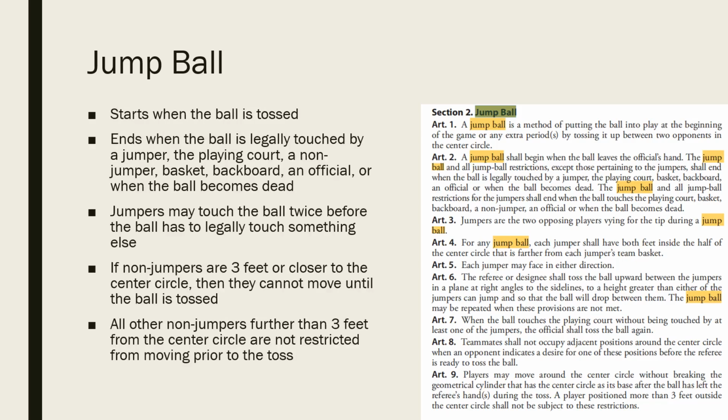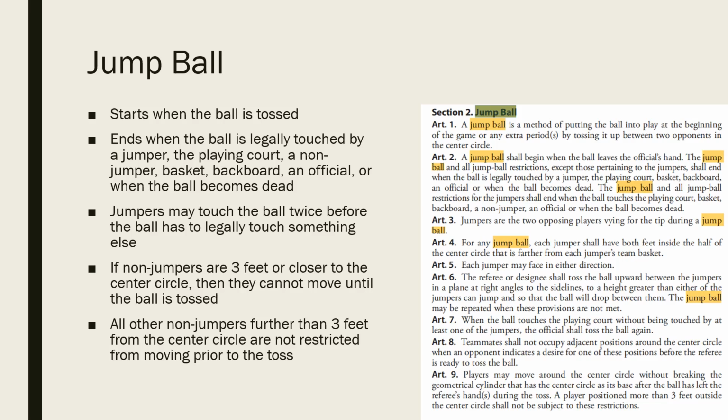Jump ball starts when the ball is tossed. It ends when the ball is legally touched by a jumper, the playing court, a non-jumper, basket, backboard, an official, or when the ball becomes dead. Jumpers may touch the ball twice before the ball has to legally touch something else. And that something else are the things that we just mentioned above.